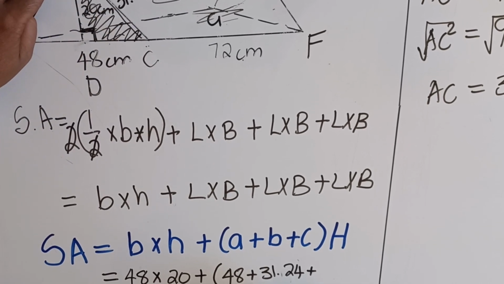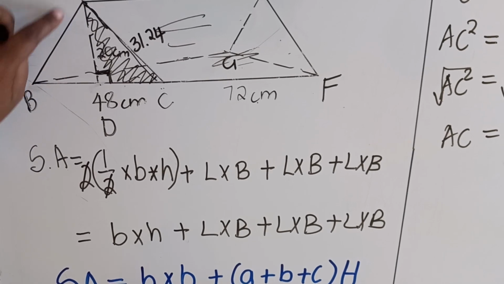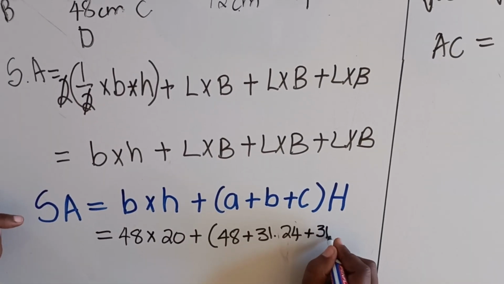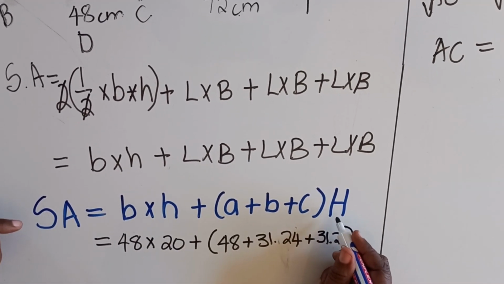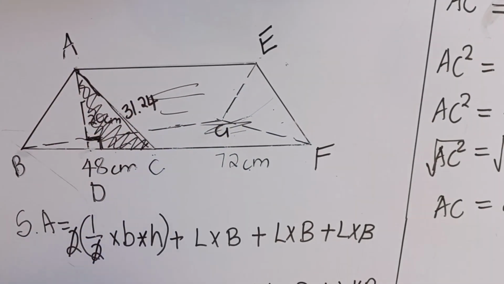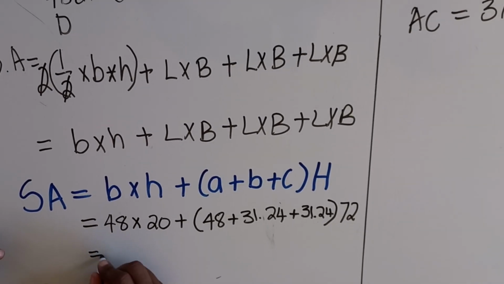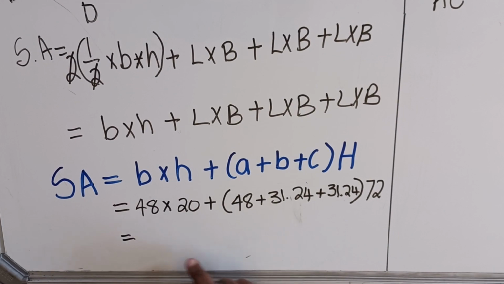Because if you use Pythagoras, you'll have the same amount here and the same amount here. So this side will be the same as that one. So it's 31.24, close bracket. The big height is the height of the whole shape. So this is the big height, it's 72. And we multiply it. And then you take your calculator, punch in all this information, and get your answer.